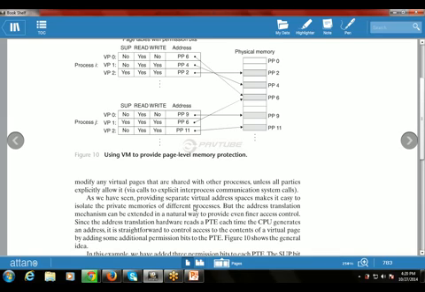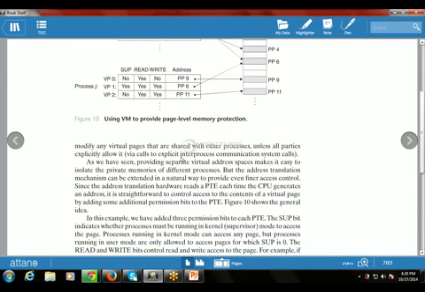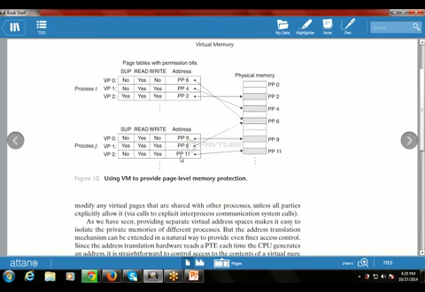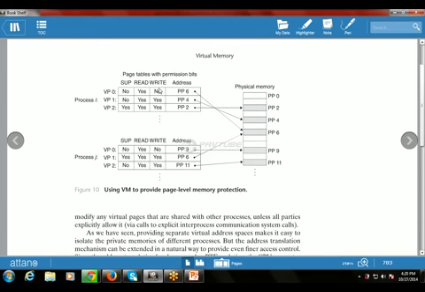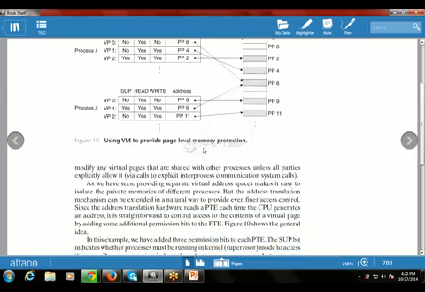So we discussed how memory protection is applicable with the help of virtual memory in the last class. This is the example that shows the memory protection. These are the shared files, with read, write, and address.